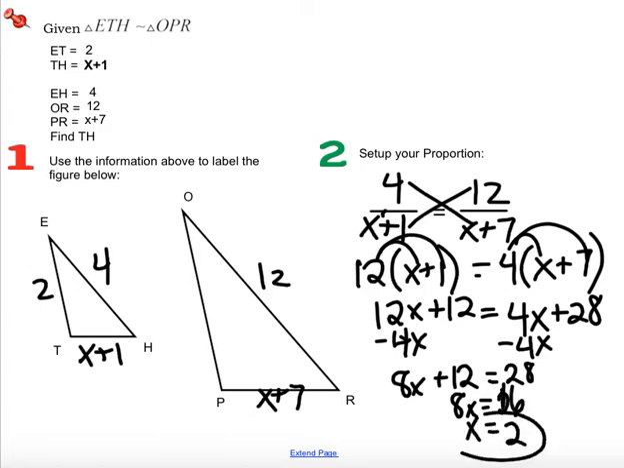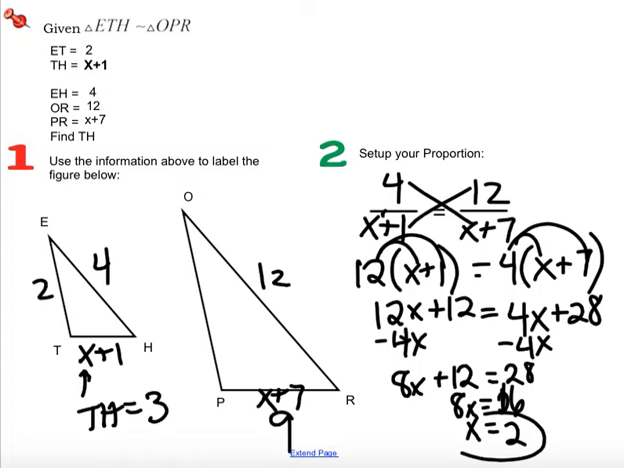Now I figured out what x is. Now I have to plug it in here and say, since x is 2, then TH equals 3. And I could also input that over here and say x is 2, so 2 plus 7 is 9. So PR is actually 9.